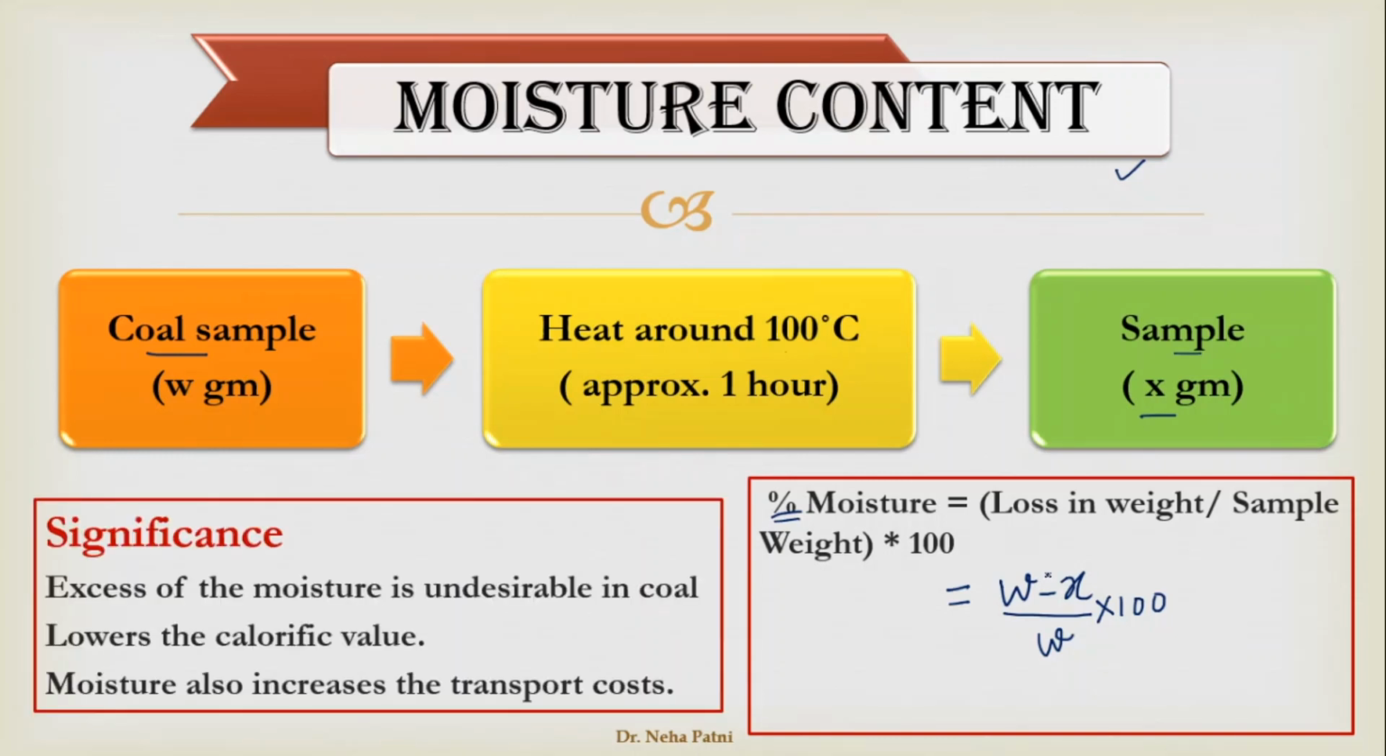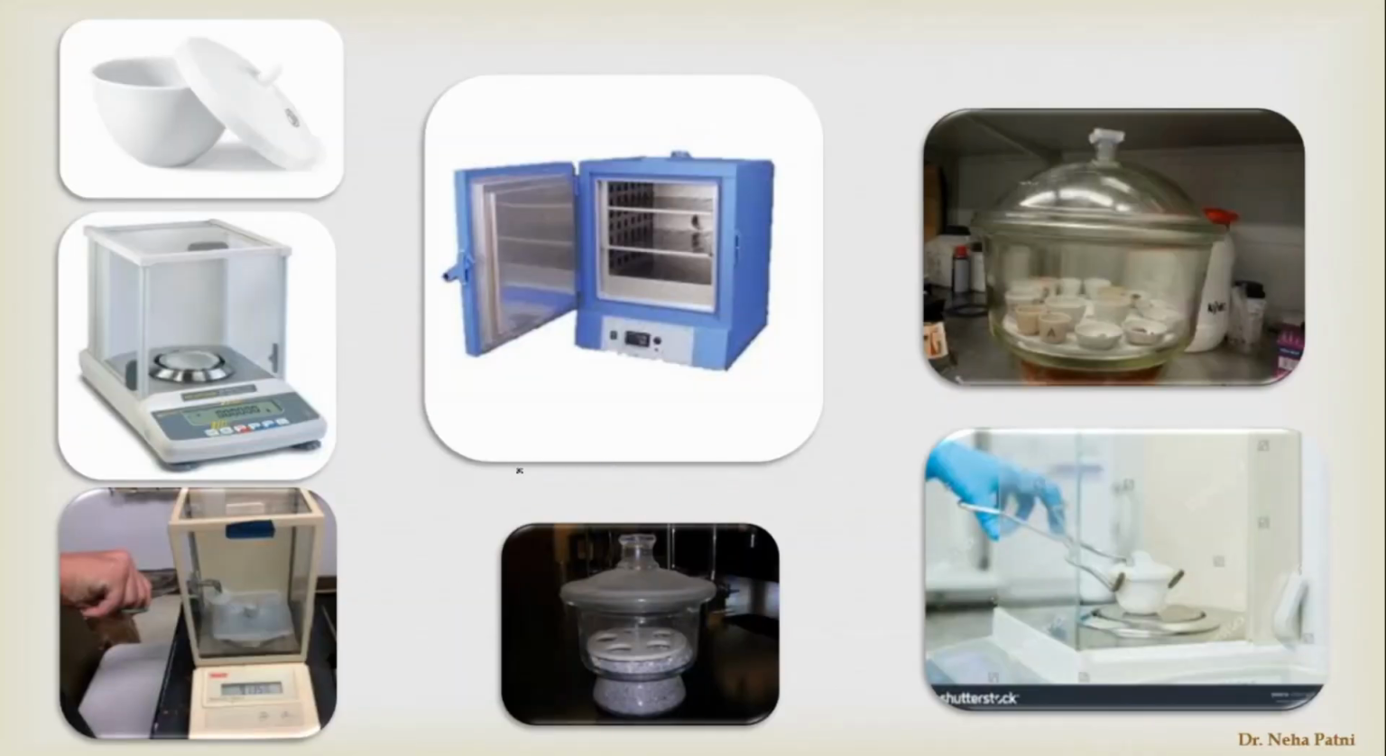Before going further, let me revise what we are going to do in this proximate analysis. First we are going to use this crucible. A crucible is nothing but that silica bowl in which you take your sample. You have to put your coal sample inside this crucible. Now this is the weighing balance or weighing scale. It is digital. You put your crucible here, and then you can see the digits, the weight of a particular product.